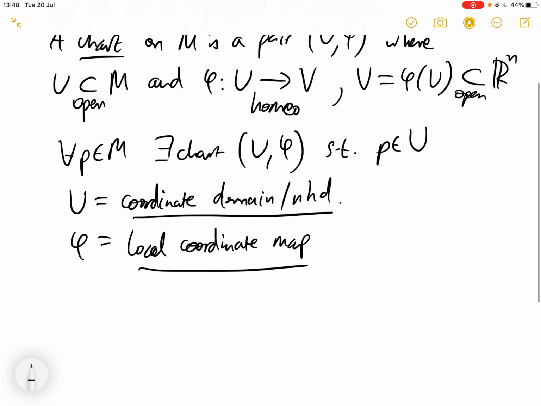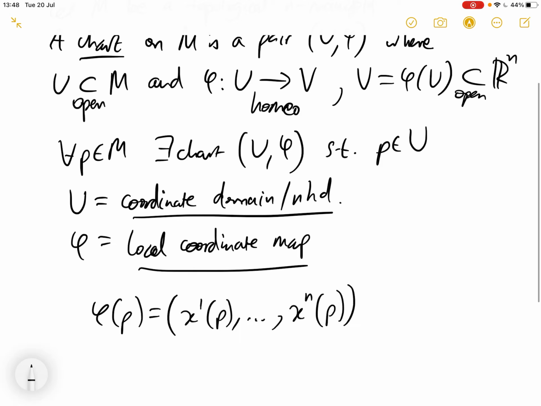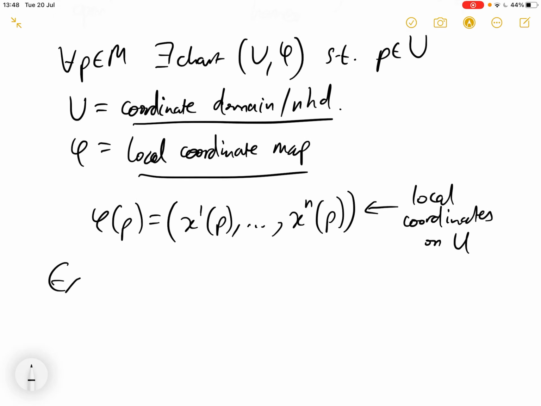And if in coordinates φ(p) is given by (x¹(p), ..., xⁿ(p)), where x¹ up to xⁿ are the component functions of the map φ, these are called local coordinates on U. And as is often the convention in differential geometry, we use superscripts instead of subscripts for the x¹ up to xⁿ. Okay, so let's look at some more examples of topological manifolds.